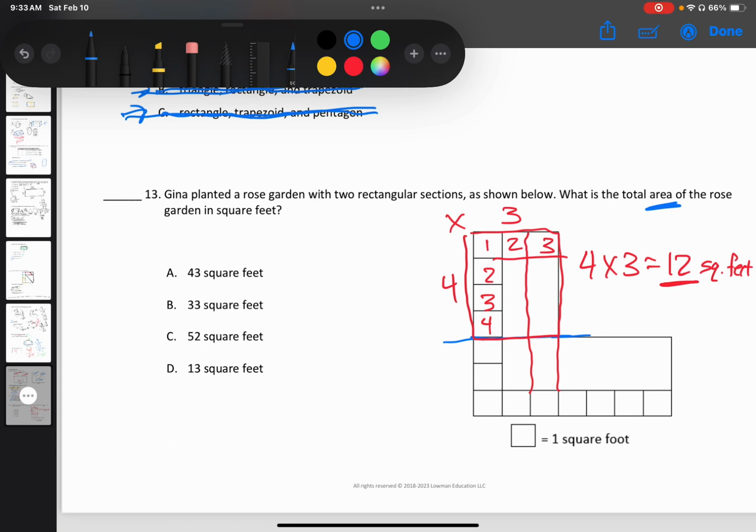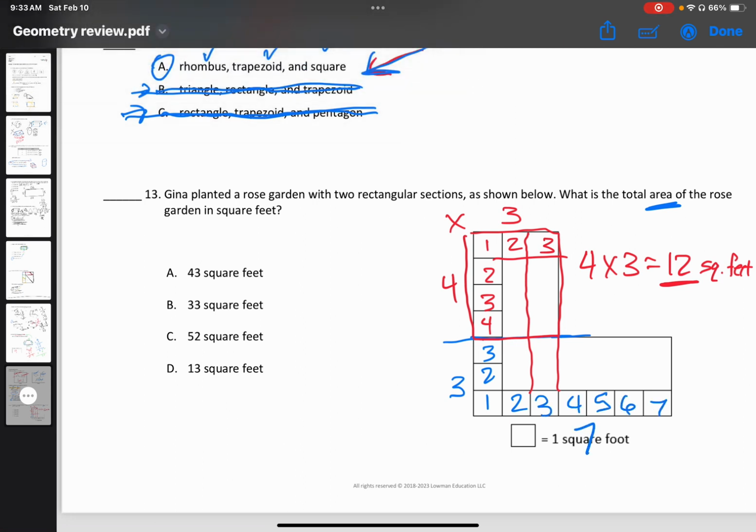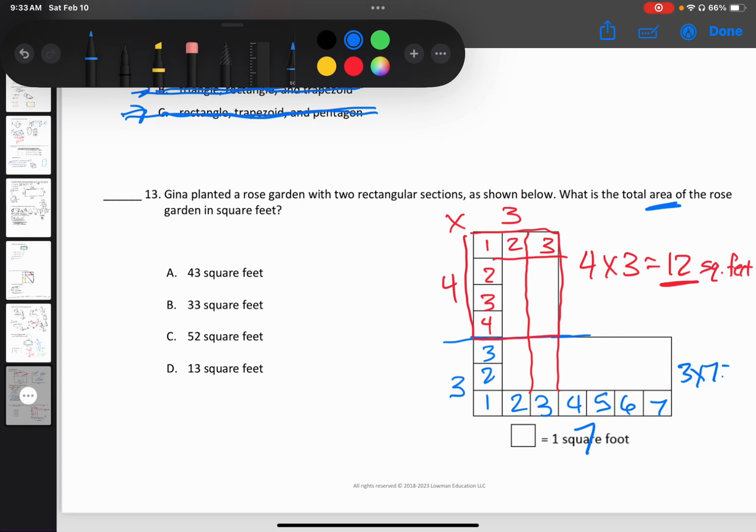We need to find the area of the bottom rectangle. And again, we can just number the rows. There are 3 rows. And if we go across the bottom, 7 columns. And so what we have is 3 times 7 equals 21. To find the total area, we need to combine the 2 areas that we found for both rectangles. So 12 plus 21 is 33 square feet. That is going to be one way to find the area of this shape.